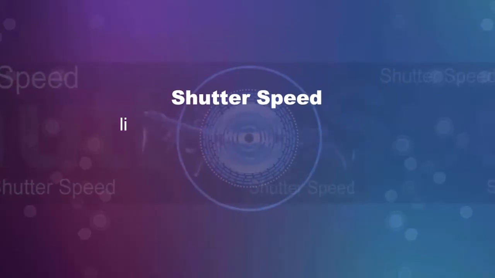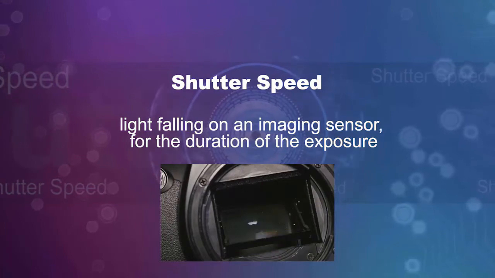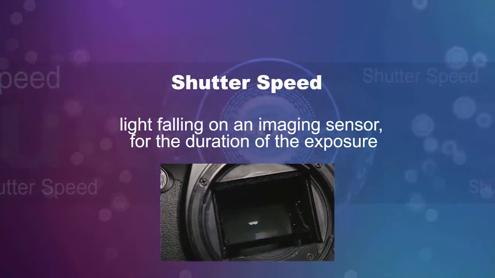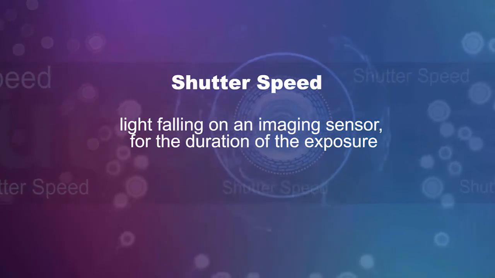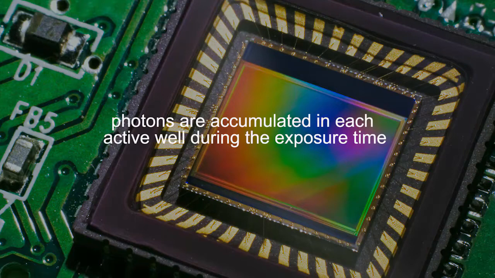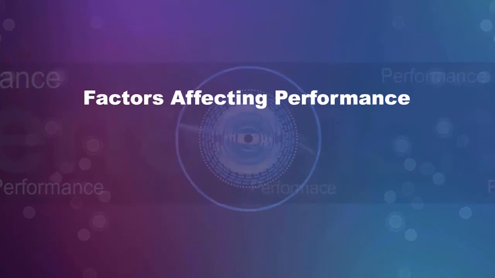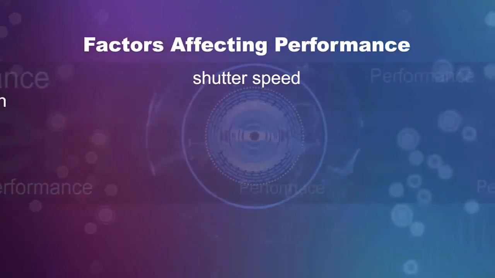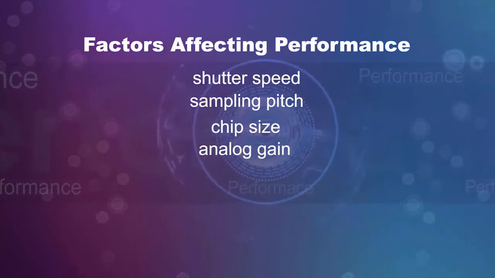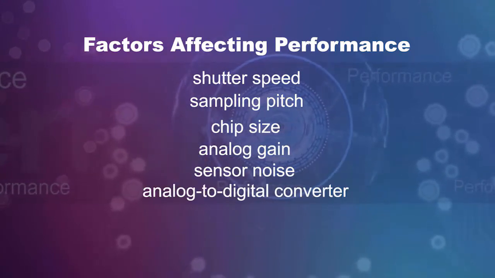Light falling on an imaging sensor is usually picked up by an active sensing area integrated for the duration of the exposure. This is usually expressed as the shutter speed. The two main kinds of sensors used in still and video cameras today are charge-coupled devices, or CCD, and complementary metal oxide semiconductor, or CMOS. In CCD, photons are accumulated in each active well during the exposure time. The main factors affecting the performance of digital image sensors are shutter speed, sampling pitch, chip size, analog gain, sensor noise, and the quality of the analog-to-digital converter. Let us look at these factors in more detail.